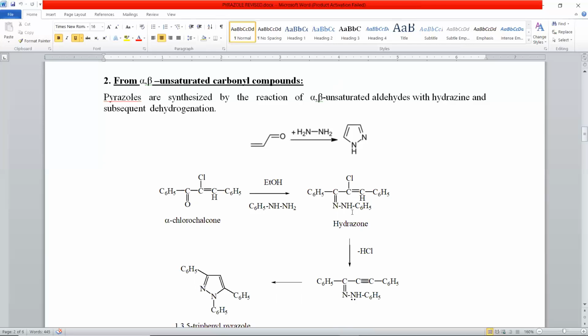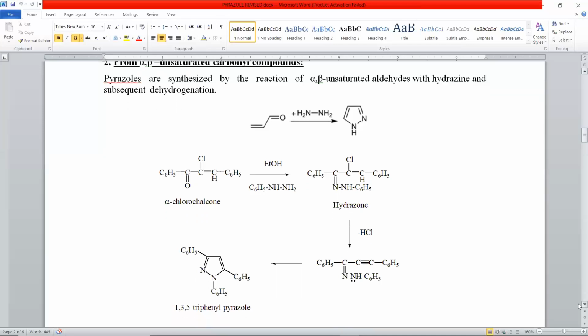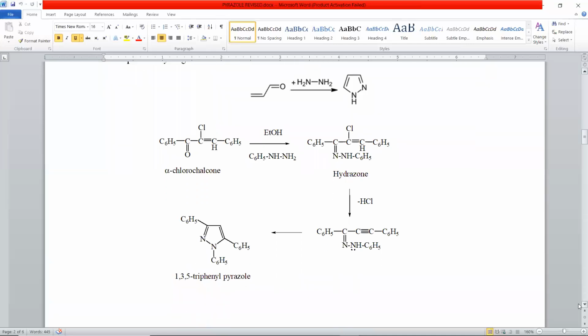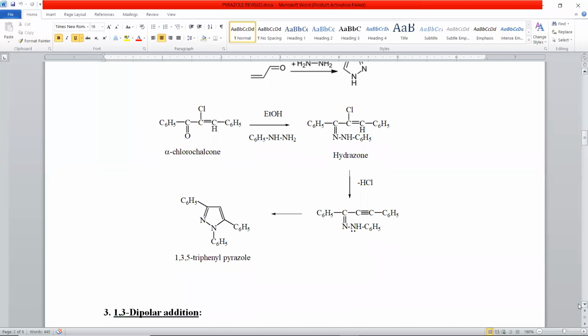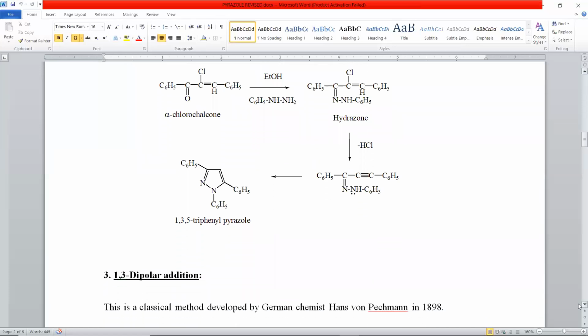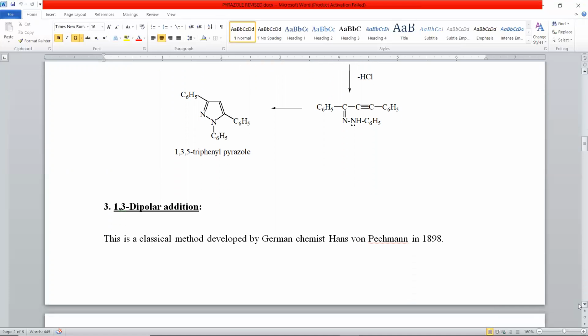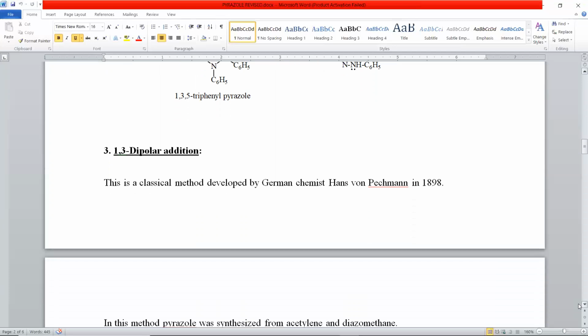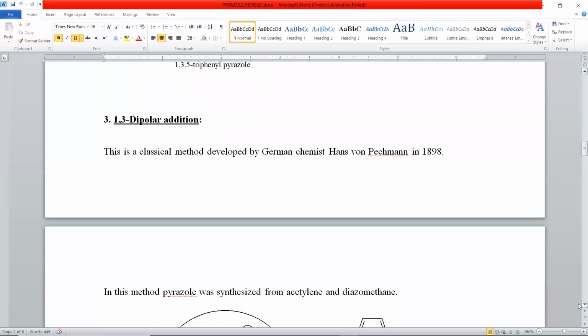The hydrazone first loses this hydrogen and chlorine as HCl, and in the resulting compound this nitrogen atom will attack this carbon atom of the triple bond in the ring closure reaction to form a tri-substituted 1,3,5-triphenyl pyrazole. Therefore pyrazole can be prepared by the reaction of alpha beta unsaturated carbonyl compounds with hydrazine.